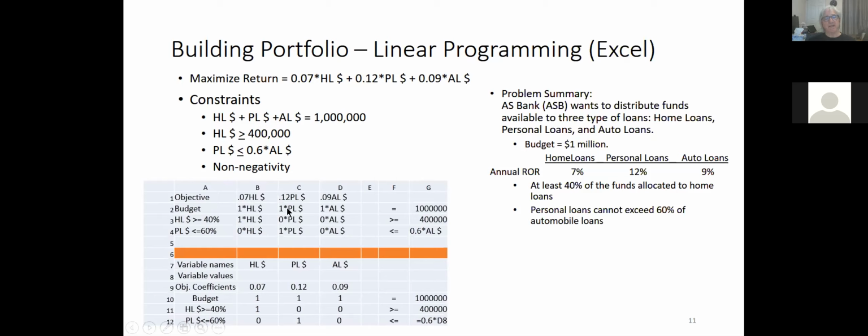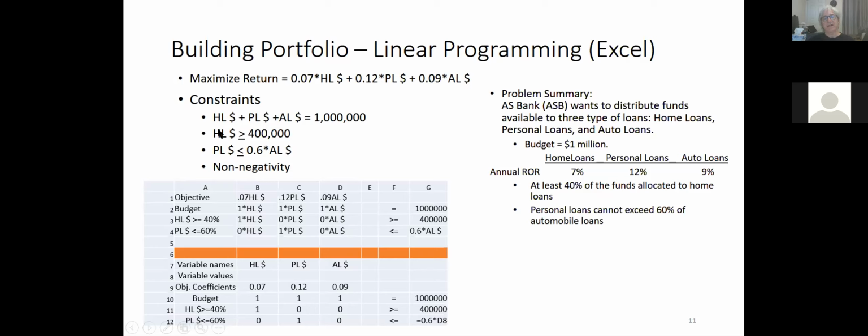The variable PL appears, so you add 1, and you add 1. So now the constraint is written as 1 HL plus 1 PL plus 1 AL equals 1,000. It doesn't make any change in the constraint at all, but it will be easier to explain later on what happens here.